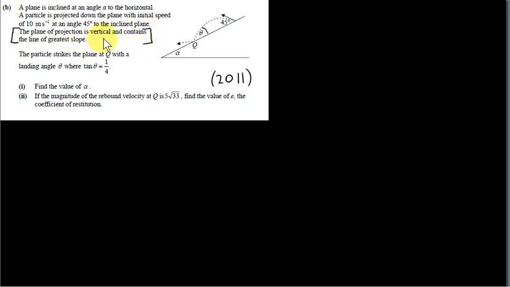The plane of projection is vertical. What is the plane of projection? That's the plane that contains the trajectory of the particle. So the dotted line is the trajectory. You can imagine it embedded in a plane. A plane is a flat surface. This plane is vertical and it contains the line of greatest slope of the incline.